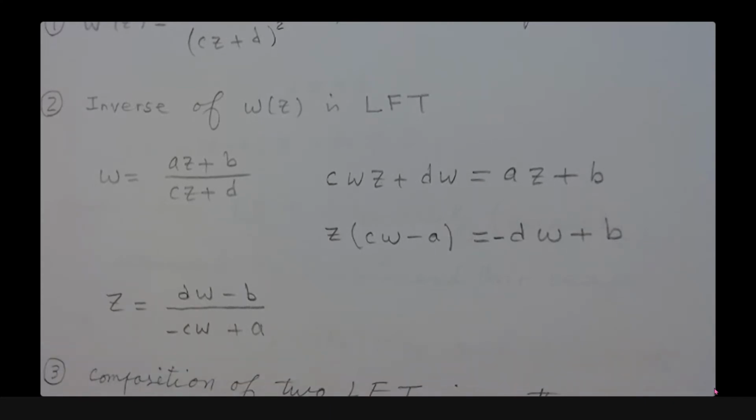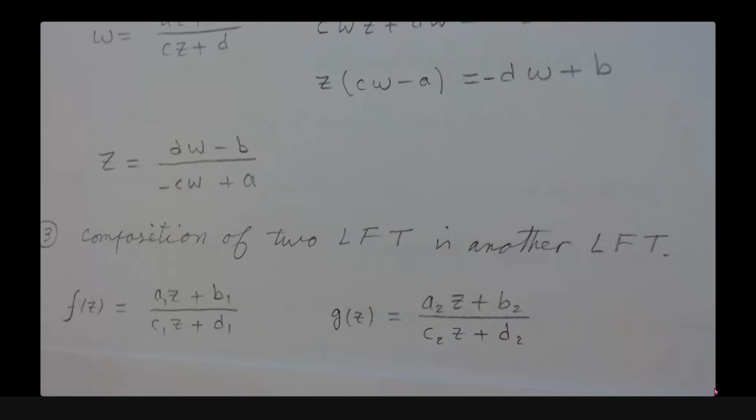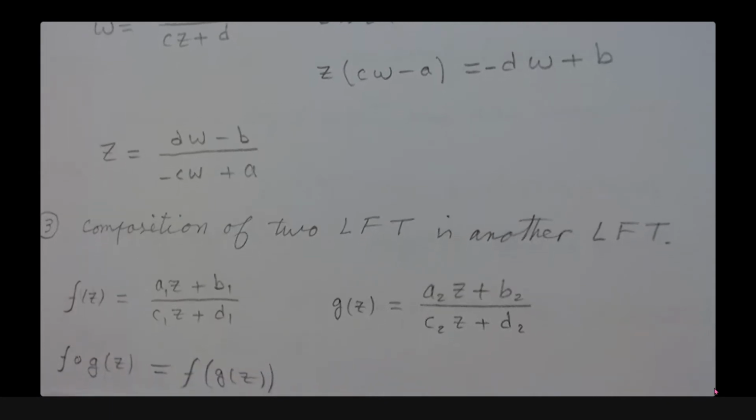Here is observation number 3. What happens if we have two linear fractional transformation and we compose them? Composition. Okay, here is what I mean. So here's f of z, with constants a1, b1, c1, d1. And here is g of z. Both of them linear fractional transformation. Let's form f of g of z.